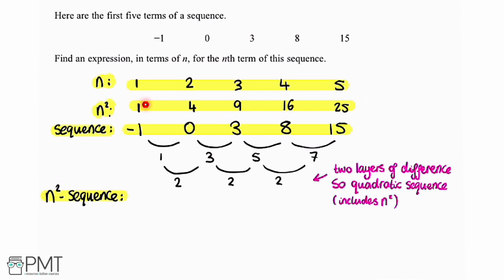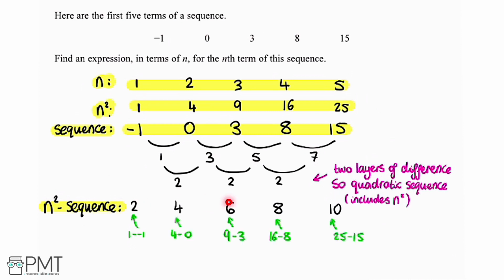So if we look here, we've got n squared being 1, and the sequence being -1. So I'm going to do 1 minus -1, giving me 2. For the next one, we're going to have 4 minus 0, giving 4, 9 minus 3, giving 6, 16 minus 8, giving 8, 25 minus 15, giving 10. Now we want to find the difference between these numbers. So if I go along, we've got 2, 2, 2, 2. Therefore, what we've worked out so far is we know we've got n squared somewhere, and because we've got 2 as a consistent difference, we also know we've got a 2n in there.